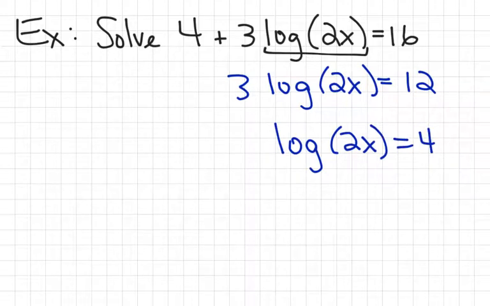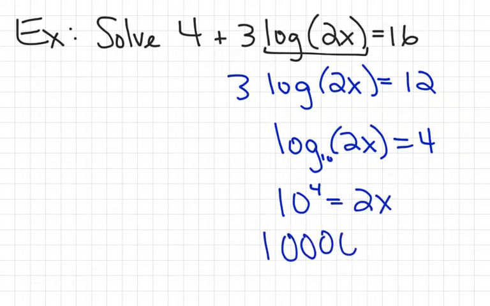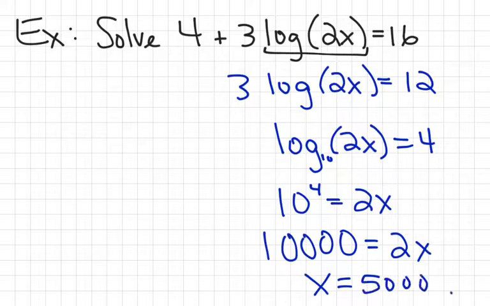Now that the log is isolated, I can rewrite this in exponential form. Remember, if you don't see a base, it's 10. So 10 to the 4th equals 2x. 10 to the 4th is 10,000. And divide by 2, and you find out that x is 5,000.